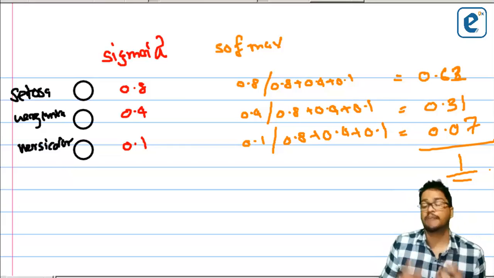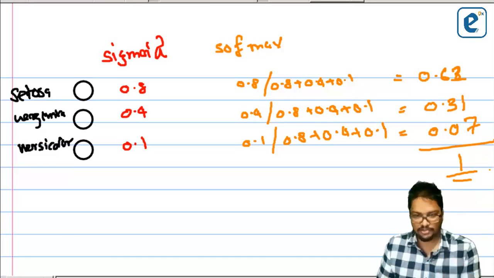So what's the specialty about this? I mean, you can use the sigmoid as well, but if you look at the sigmoid activation, 0.8, now we can say the prediction. So let's say this is the last layer.